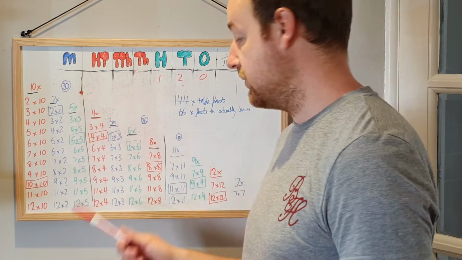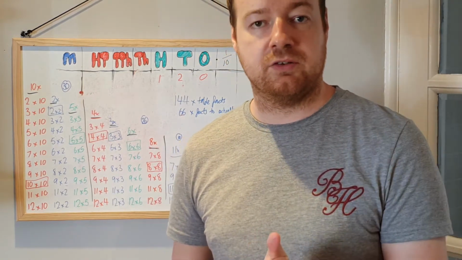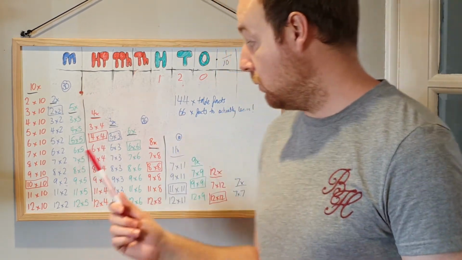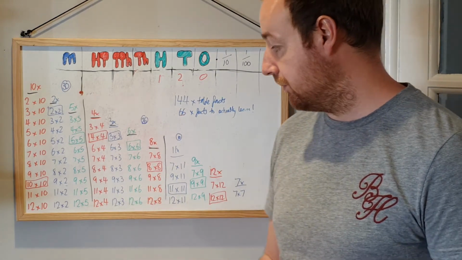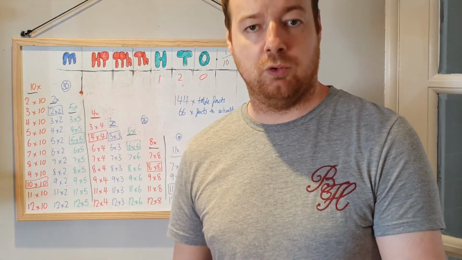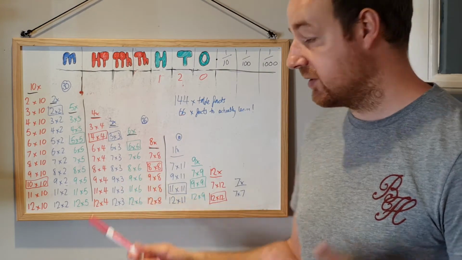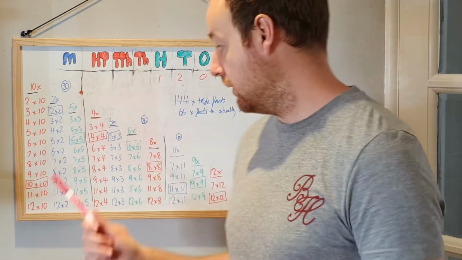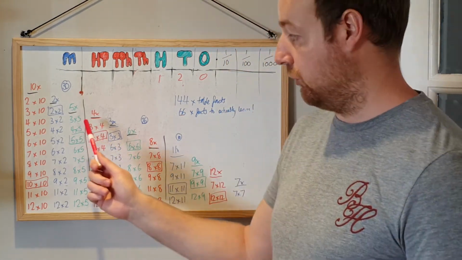So if I was to do 7 times 4, 7, 14, 28. The answer is 28. If I wanted to do the number 11, okay, 11, 22, 44. If I wanted to say the number 8, 8, 16, 32. 4 times 4, which is a square number, which is why I've got it written in the box.